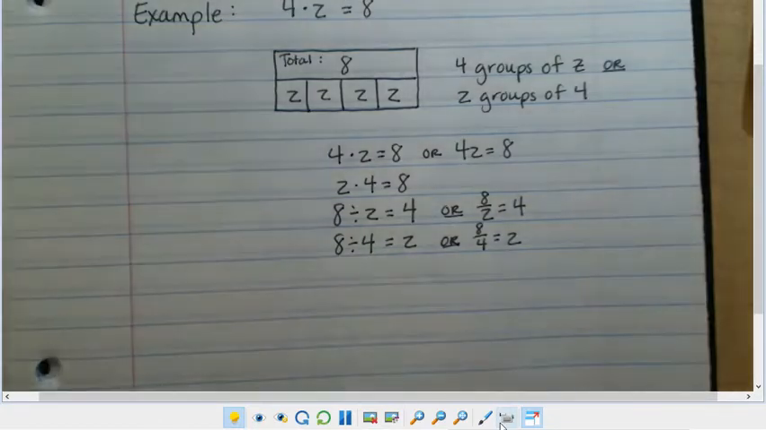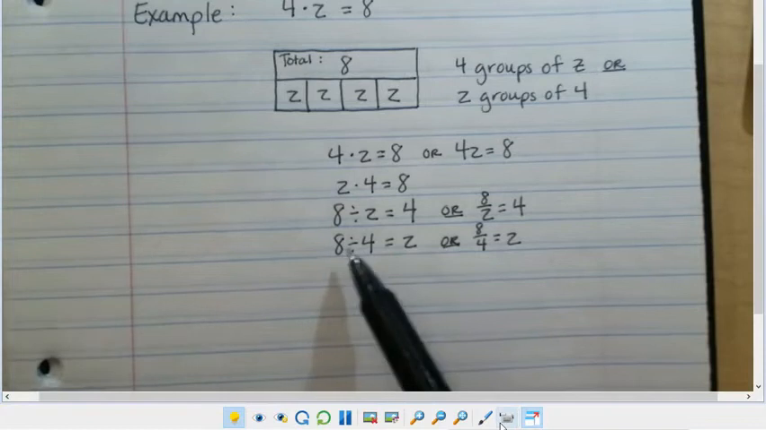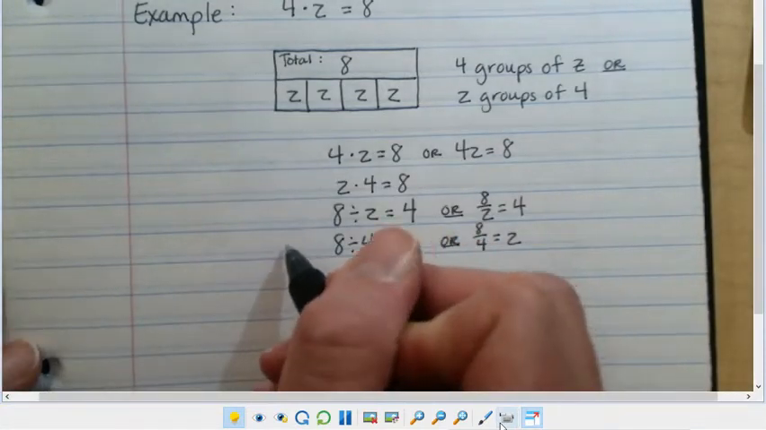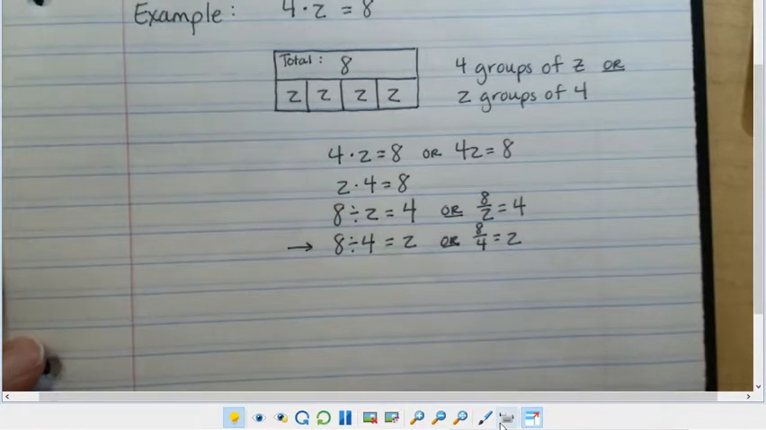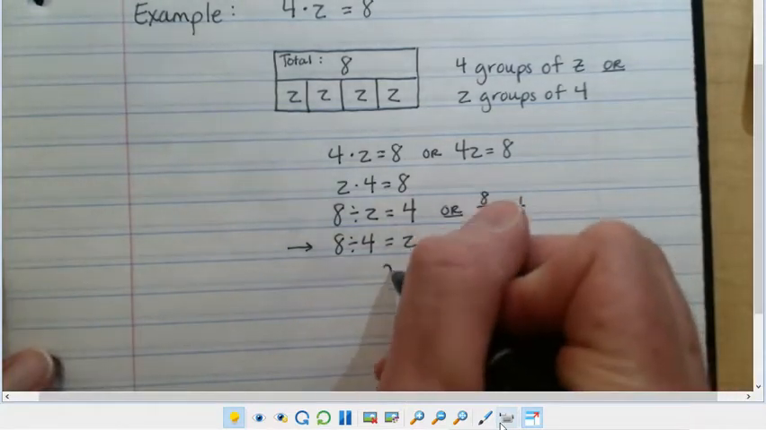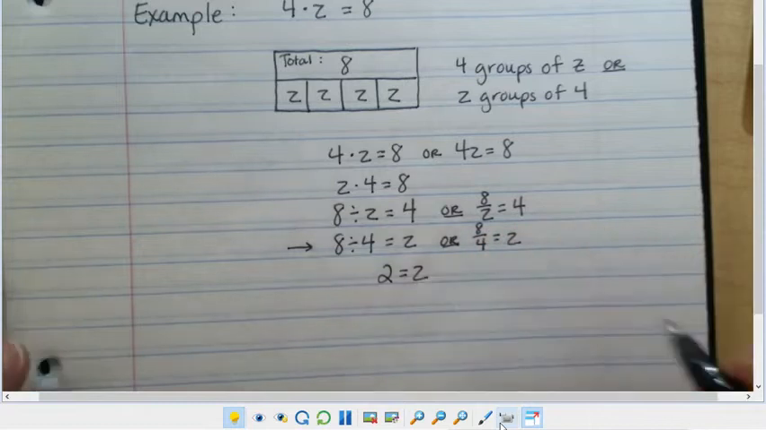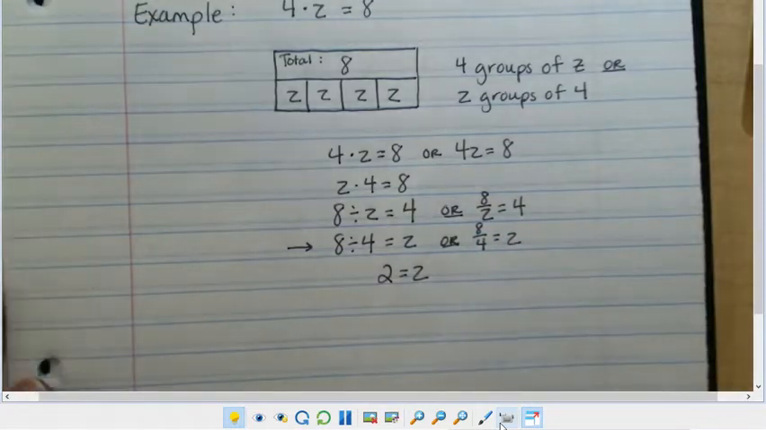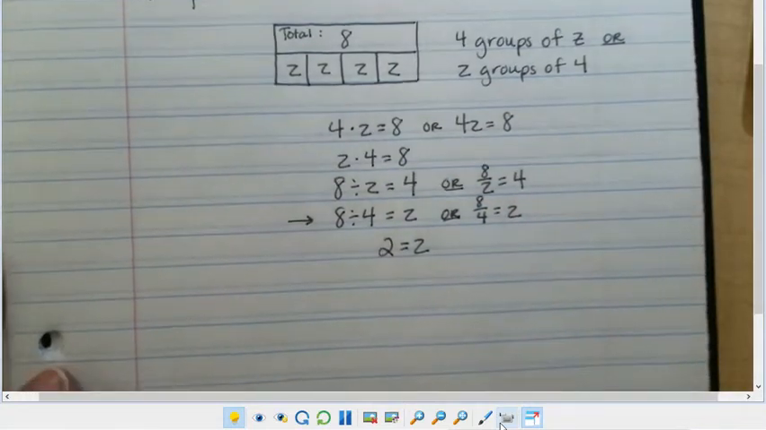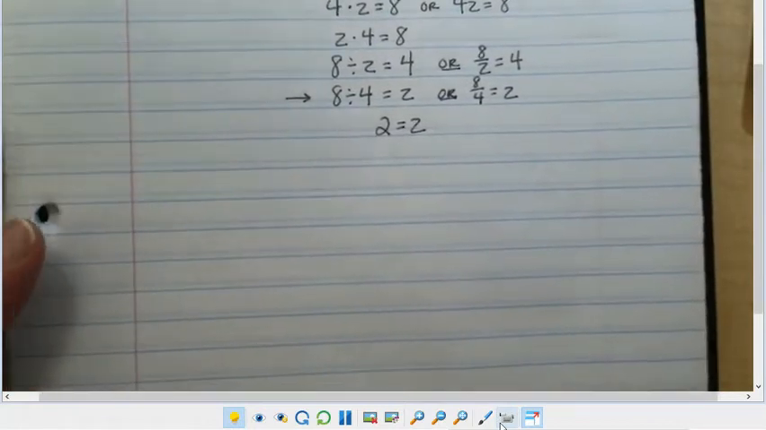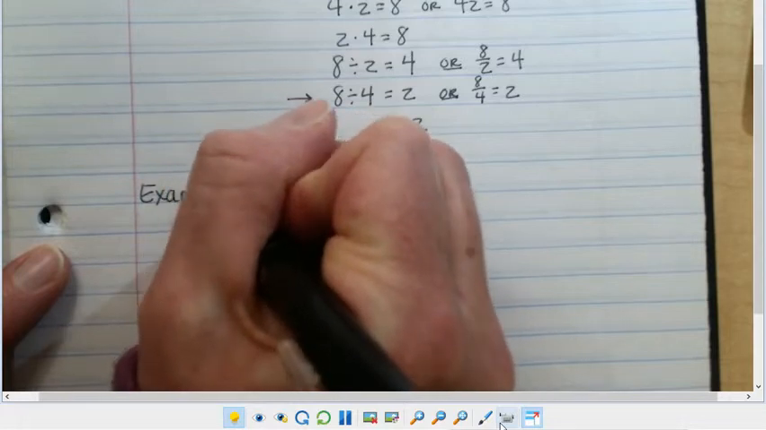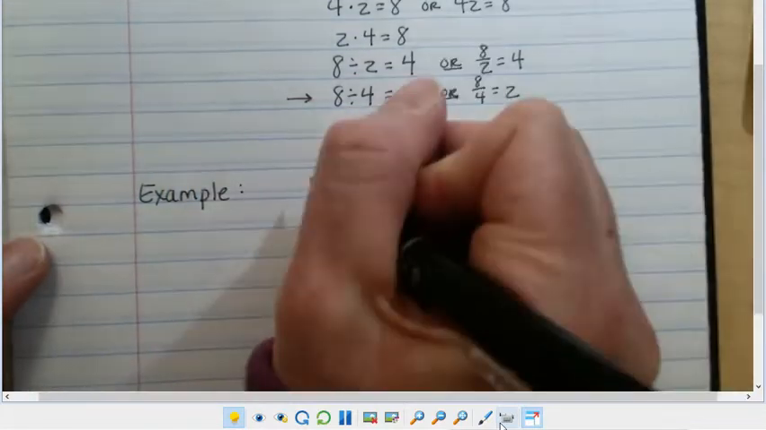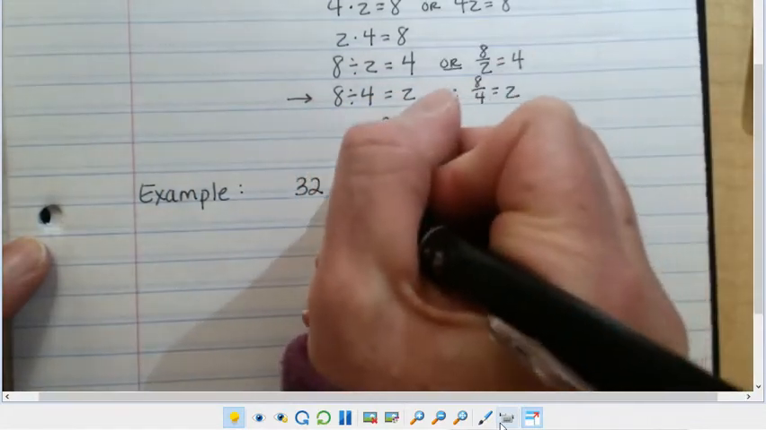So then I just solve for z. Well, if I look at this, I already have one that's set up really nicely here for me, right? So 8 divided by 4. So 8 divided by 4 then is 2. So z equals 2. Division works pretty much the same way.